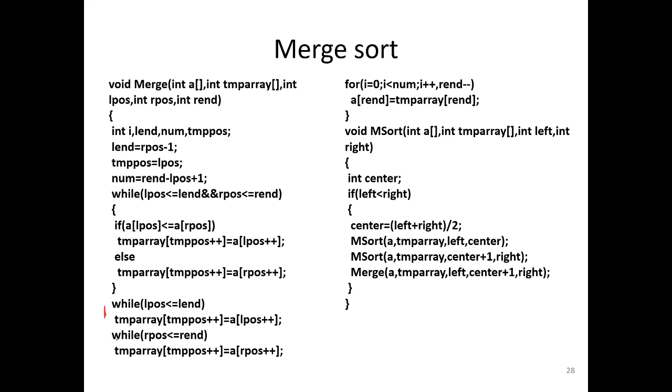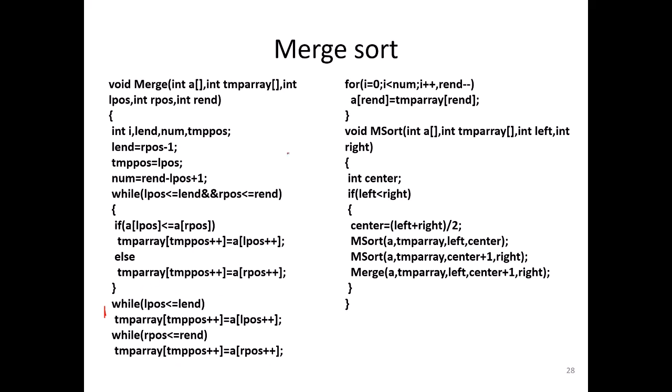Otherwise, if you have some elements after comparison, we have no elements in the left array and we have some elements in the right array. So to copy those values, just check while right position is less than or equal to right end. If this condition is true, just copy the right position value and store it into the temporary array.